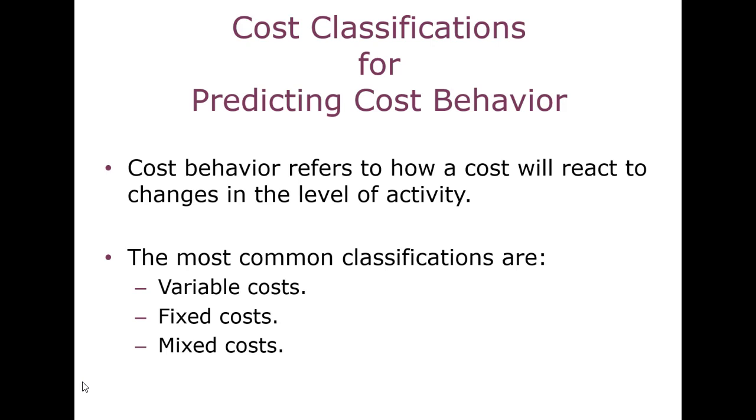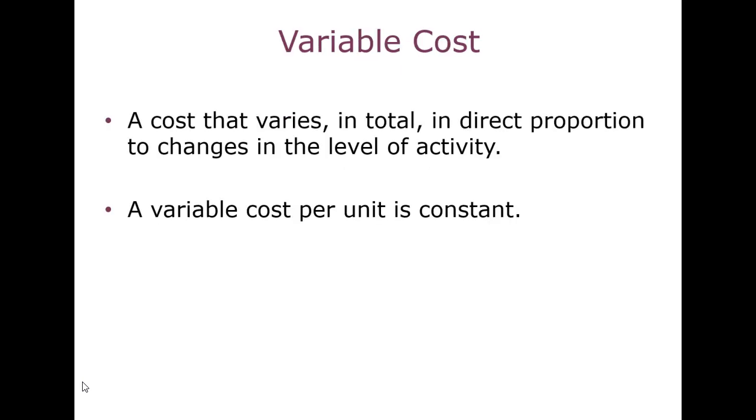Now, to predict cost behavior, what this refers to is how a cost will react to changes in the level of activity. The three most common classifications are variable cost, fixed cost, and mixed cost. Variable cost will be a cost that varies in total in direct proportion to changes in the level of activity. What does that mean? That means that the more units you produce, for example, the more direct materials you'll use. So direct materials will be a variable cost. Similarly, the more products you produce, probably the more direct labor you will use. So that cost in total will go up.